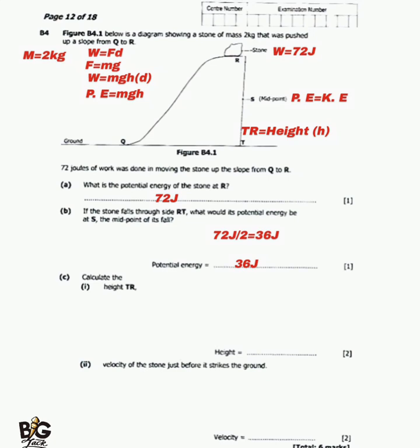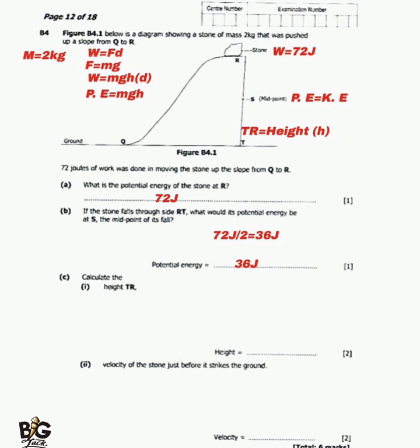Once the stone falls to the ground, in this case once the stone falls to T, we are going to find that potential energy is 0 joules, and the kinetic energy will be 72 joules. On this part here, potential energy is determined by the height.